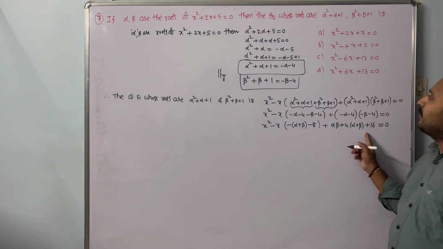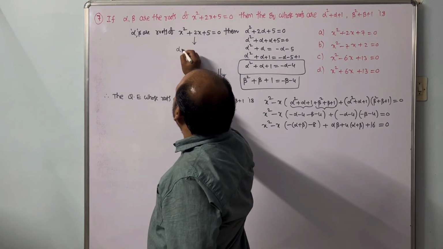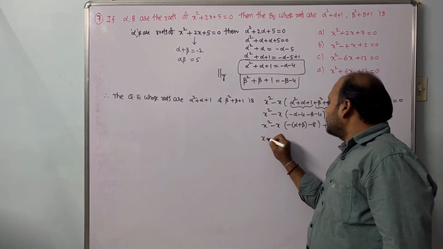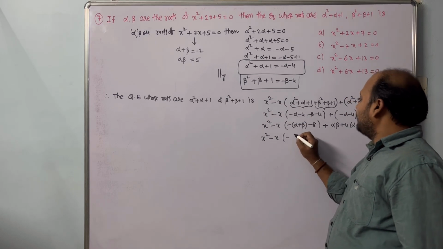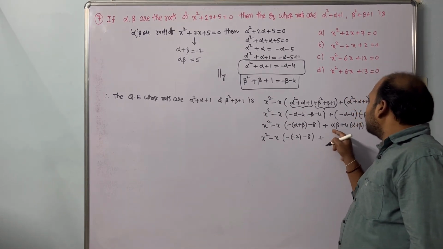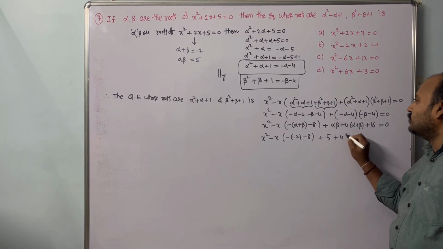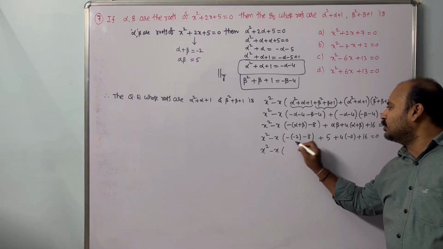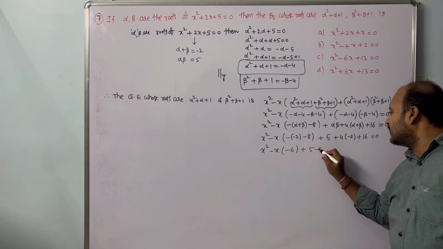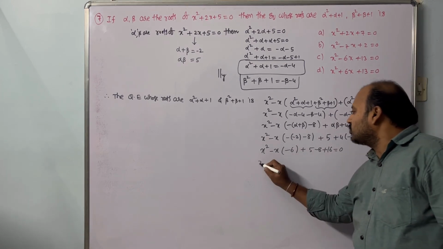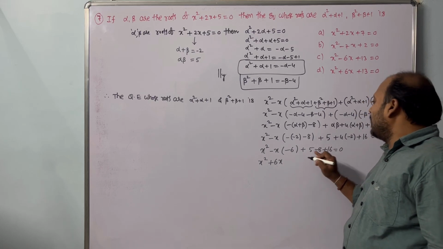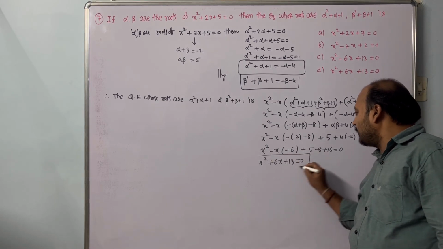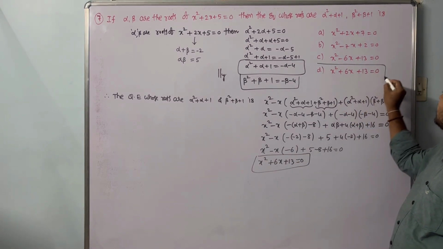Where will we get alpha plus beta? This quadratic equation's roots alpha, beta mean alpha plus beta equal to minus 2, alpha beta equal to 5. Now x square minus x into (minus of alpha plus beta, that is minus 2, minus 8) plus alpha beta value is 5 plus 4 into minus 2 plus 16 equal to 0. Now x square minus x into (minus 6... minus 8) plus 5 minus 8 plus 16 equal to 0. So x square plus 6x, 16 plus 5 is 21, 21 minus 8 is 13. Okay, dear students, x square plus 6x plus 13 equal to 0, it is there in the fourth option.